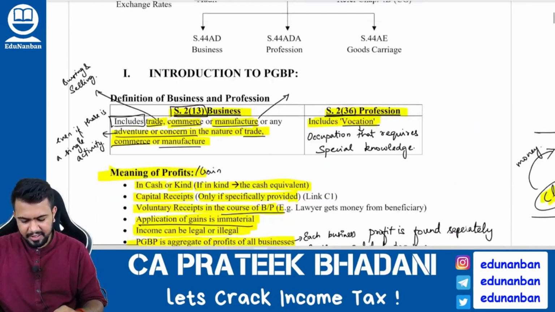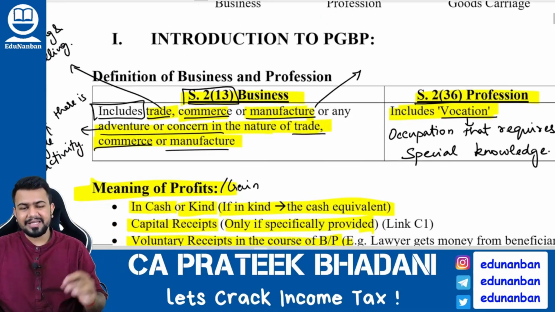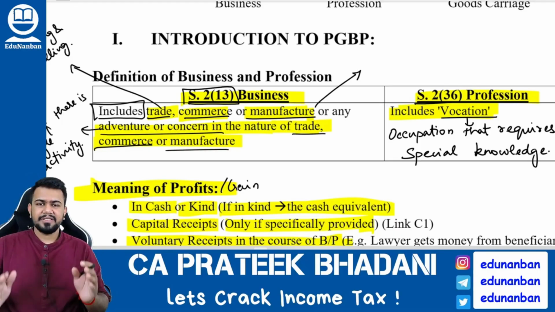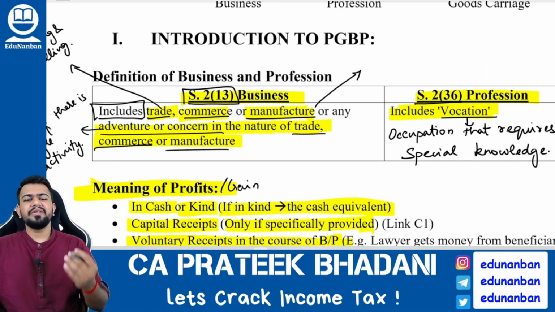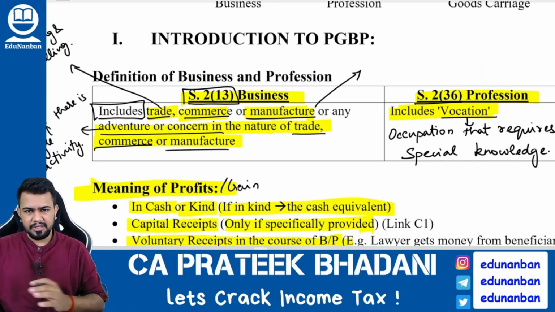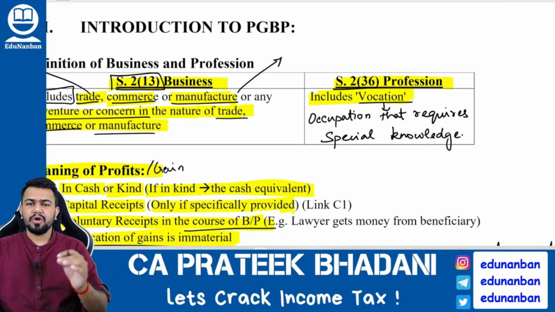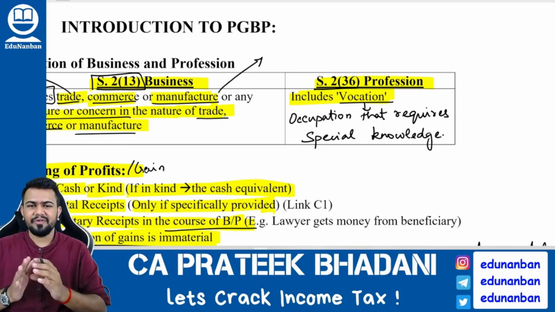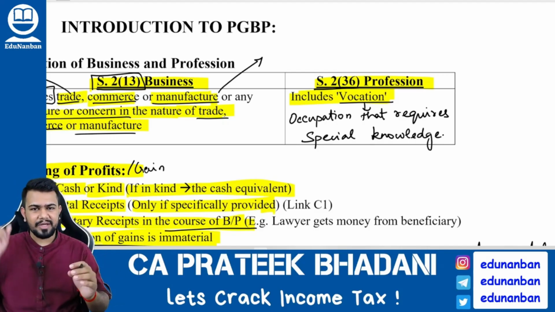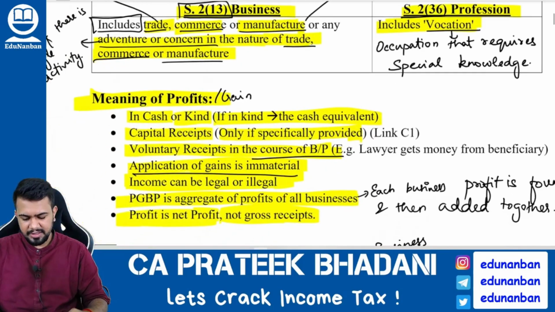Firstly, let us start with the definition of business and definition of profession. The definition of business is given in section 2 clause 13, which tells that business includes trade, commerce or manufacture, or any adventure or concern in the nature of trade, commerce or manufacture. Then what is profession? Profession is given in section 2 clause 36, where it is told that profession includes vocation. So normally what we mean by profession, that is definitely profession, but profession also includes vocation. Vocation is any occupation that requires a special knowledge.